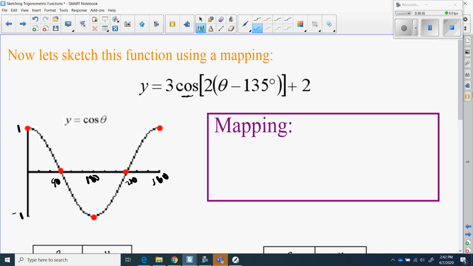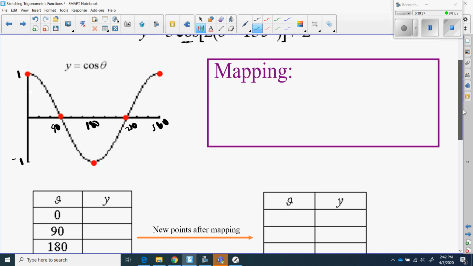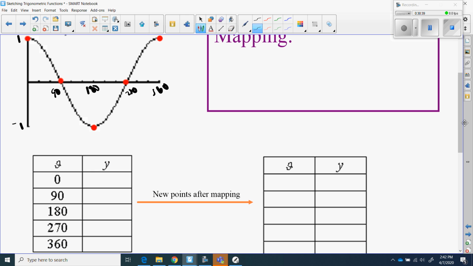Well, if I get my base points off my graph, there's your graph up there, just look at it. At 0, the y value is 1. At 90, the y value is 0. At 180, the y value is -1. At 270, the y value is 0. And at 360, the y value is 1.